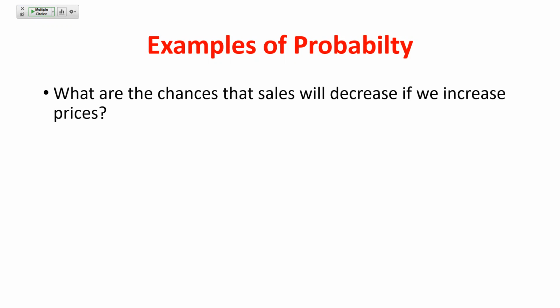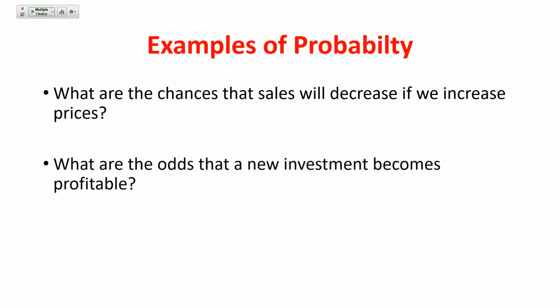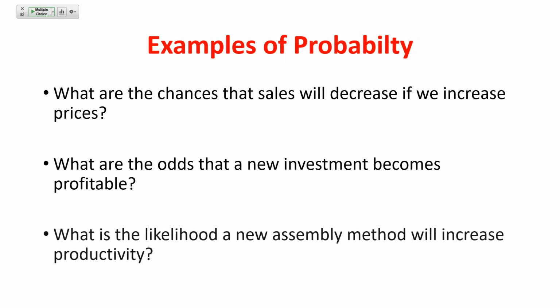Okay. So, when it comes to probability, I think we already have somewhat of an idea of this. We talk about things like, what are the chances that sales will decrease if we increase prices? What are the odds that a new investment becomes profitable? What's the likelihood of something happening? All these terms are really getting at the same thing. What is the probability that something will occur, right?